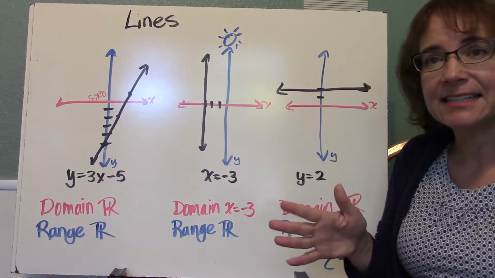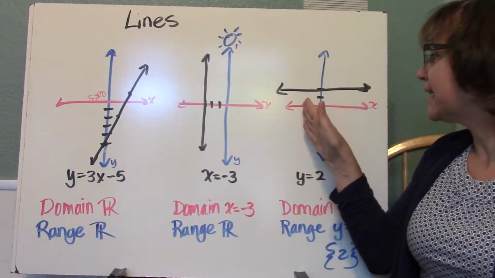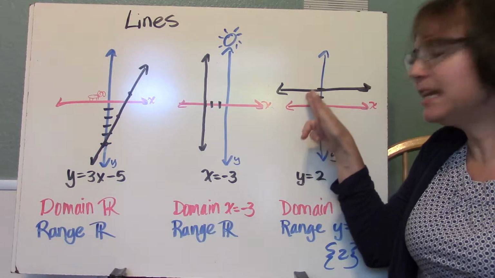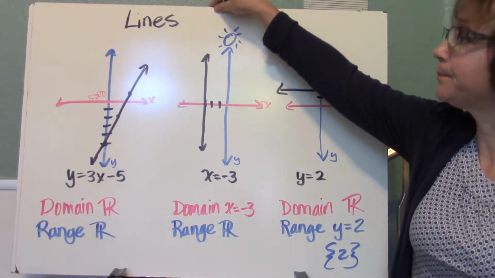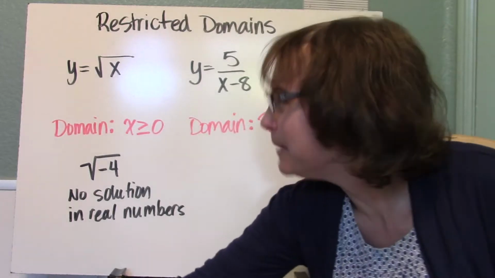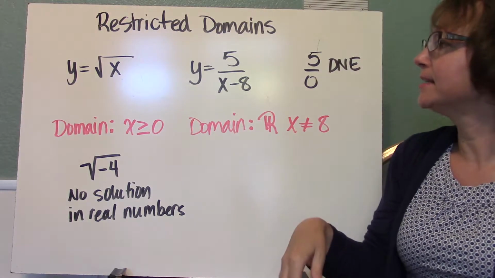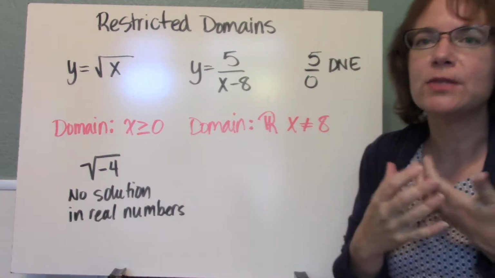And in this case, this horizontal line is a function because I can always predict, given any value of x, I know what's going to come out. It's always going to be a 2. Lastly, we're going to talk a little bit, just a tiny bit, about restricted domains. So there are some domains where certain values can't be present.